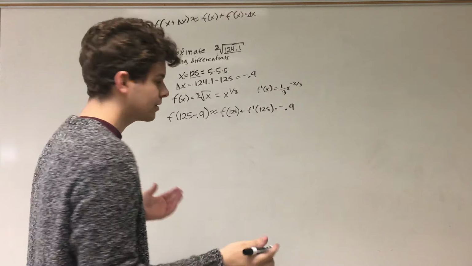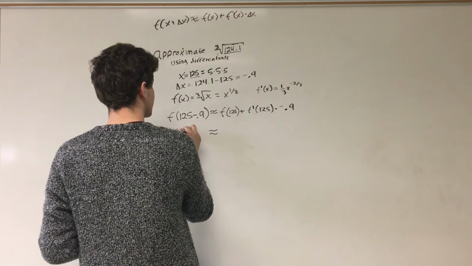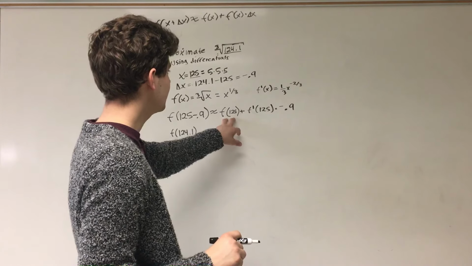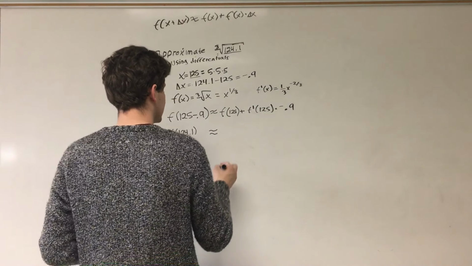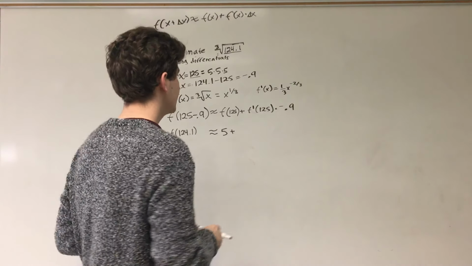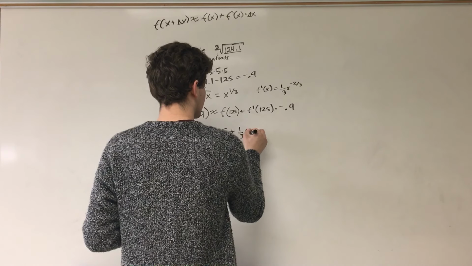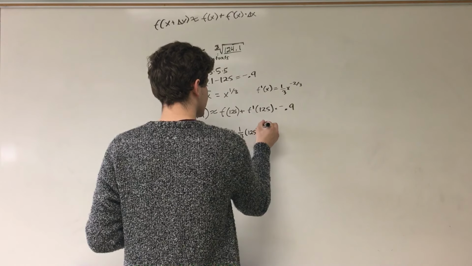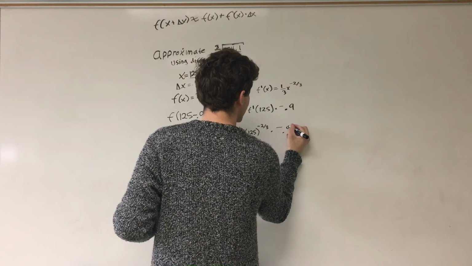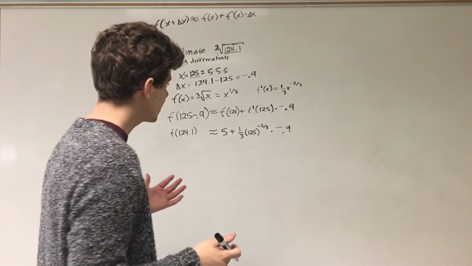And so let's go through and solve. So we have this quantity here, f of 124.1, is about equal to, we know f of 125, it's just the cube root of 125. So we have 5, plus here we want to plug in 125 into this equation. So we're going to have plus 1/3 times 125 to the negative 2/3. And then we're going to have that times negative 0.9, my bad.